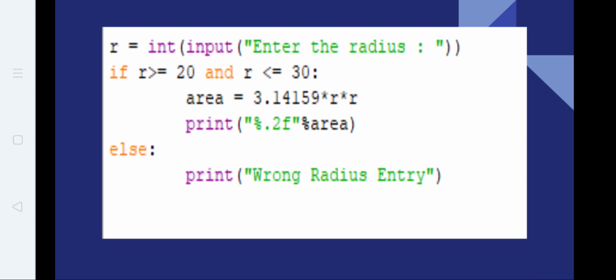And print, here the formatting is percentage 0.2f. F stands for floating point, and 0.2 specifies there should be 2 positions after the decimal point, and then percentage area, that is the variable used for area. Else print wrong radius entry. So if the value is not within the range of 20 to 30, we have to print the answer as wrong radius entry. That's all, a simple program.